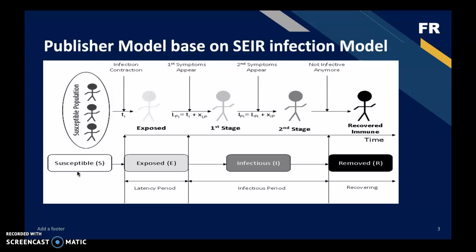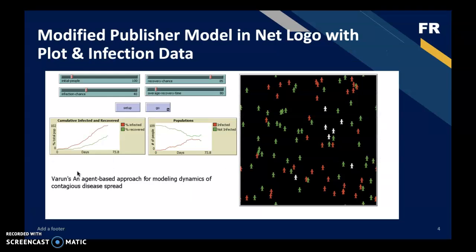As we can see, there are different stages: a person gets exposed, infected stage number 1, stage number 2, and the recovered stage. Now I have taken the original publisher model, which was based on a geographical information system, and converted it into a NetLogo model. As we can see, this original model in NetLogo has recovery rate, infection rate, and initial population count.